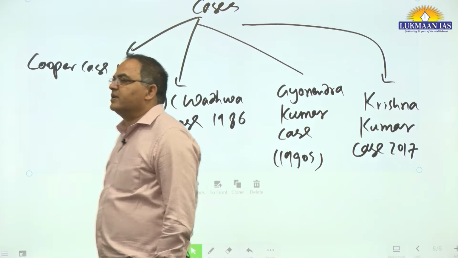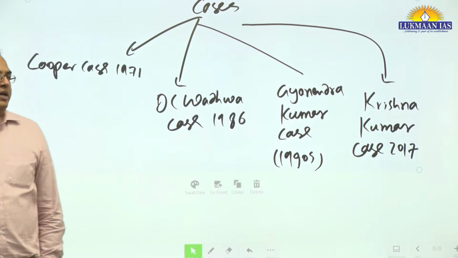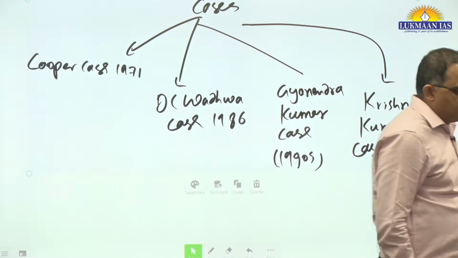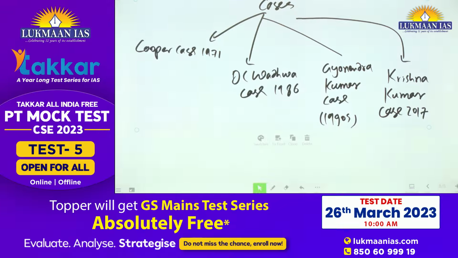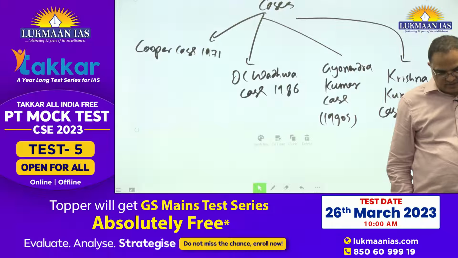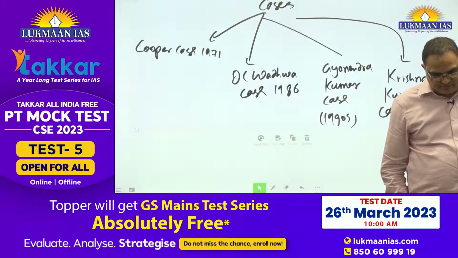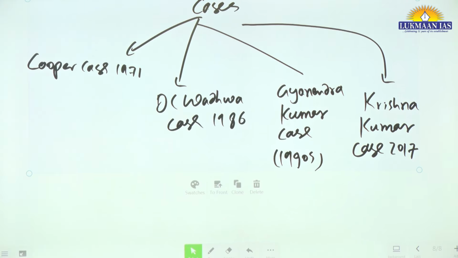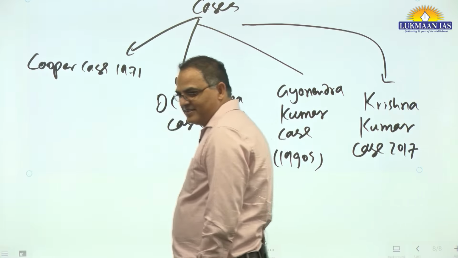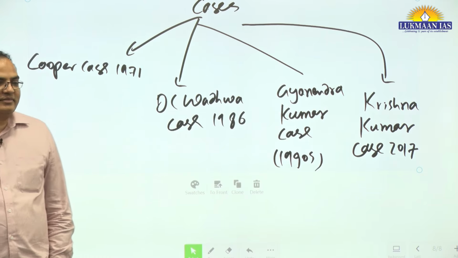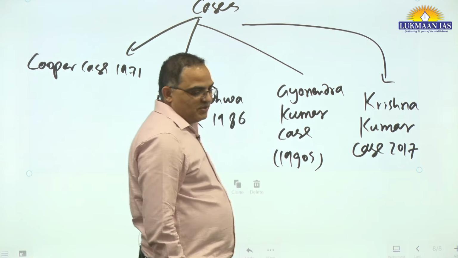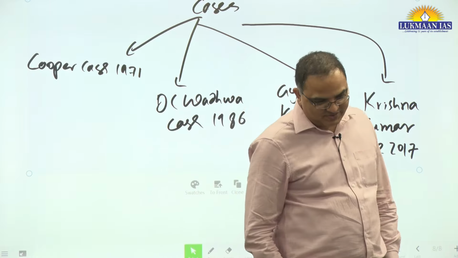This, anyhow, let's write. Cons of ordinances means criticisms of ordinances. Pros already we have written. Cons we have to write. Anyhow, there is not much difference between the two, isn't it? So cons of ordinances.